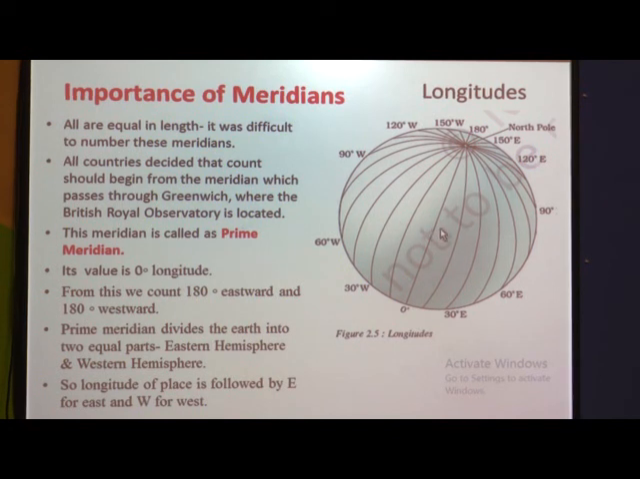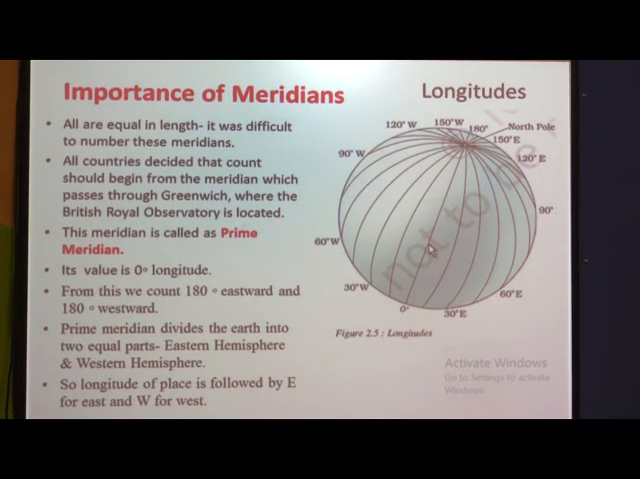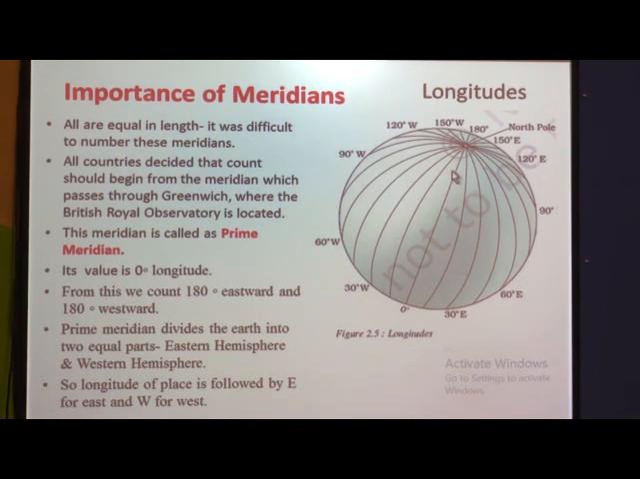So all countries decided that the count should start from this line, understood. This line they have given the measure as 0 degree, and this 0 degree is called the prime meridian, understood. And this is a very important meridian because the degrees are measured from this line. So the prime meridian's measure is 0 degree longitude.